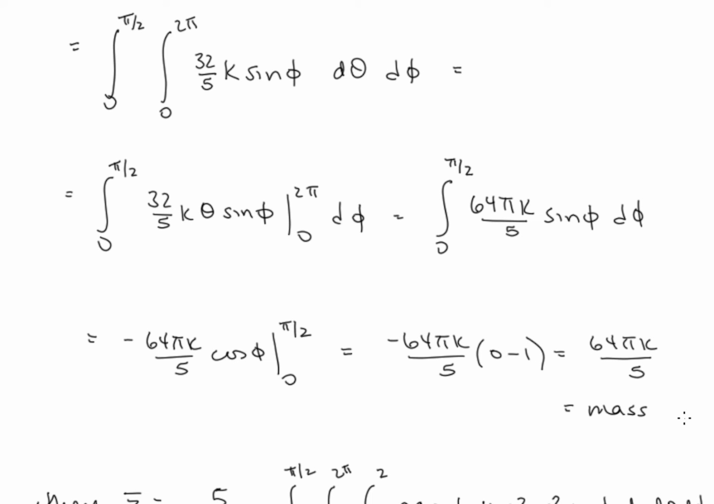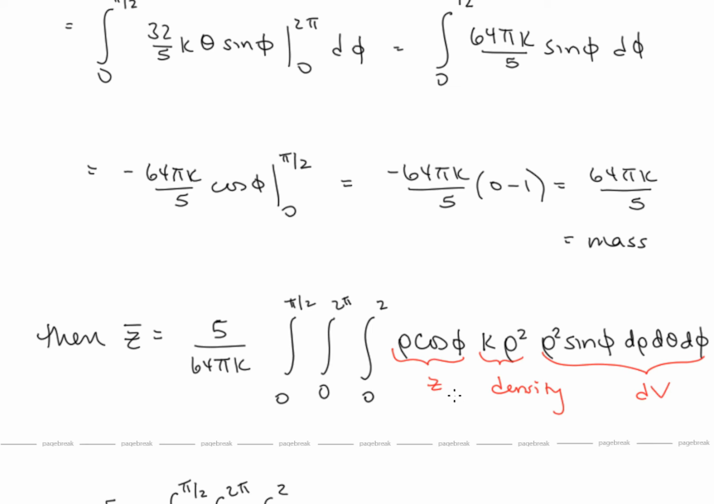So now we want to integrate z multiplied by the density over our domain and have 1 over the mass here, right? That's the formula for z bar. So 1 over the mass, we have 5 over 64 pi k. The bounds are the same because we're describing the same domain. So we have rho going from 0 to 2, theta going from 0 to 2 pi, and phi going from 0 to pi over 2.